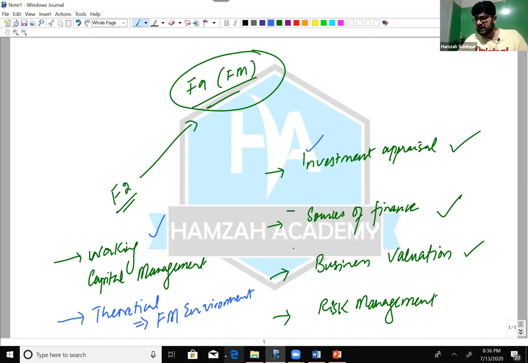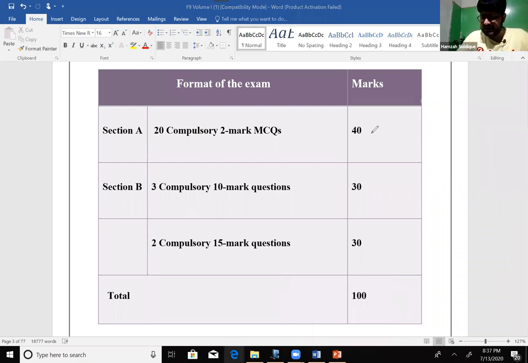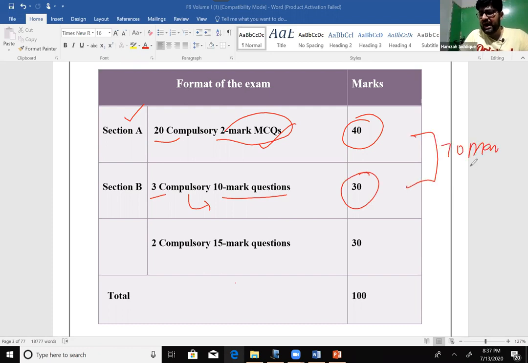So, theoretical proportion. Now students, the issue is that the F9 paper has been shifted to CBE. It has become a challenge for the students to pass this paper. Why? The reason is what the examiner is testing. This is the format of your exam. Section A is 20 compulsory MCQs, 2 marks each, 40 marks in total. Then 3 compulsory case studies, each followed by 5 MCQs, 10 mark questions. Again, MCQs with the case studies, 30 marks. You see, 70 marks are for MCQs directly and indirectly.